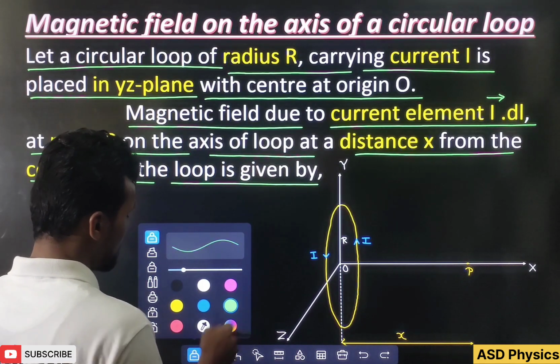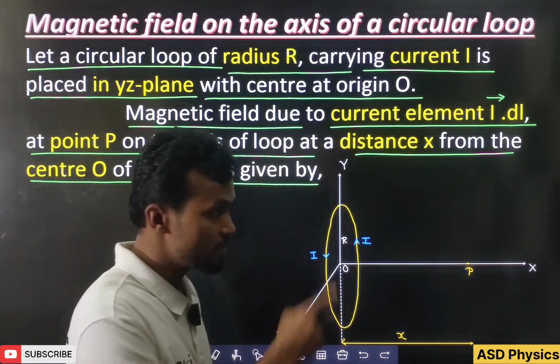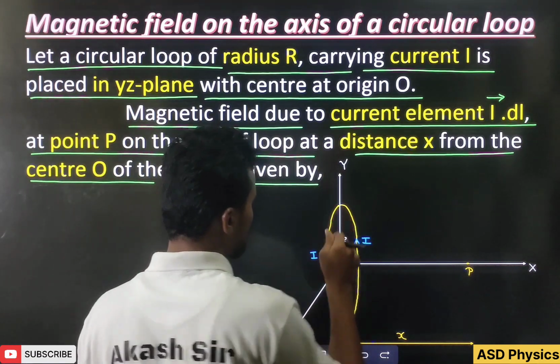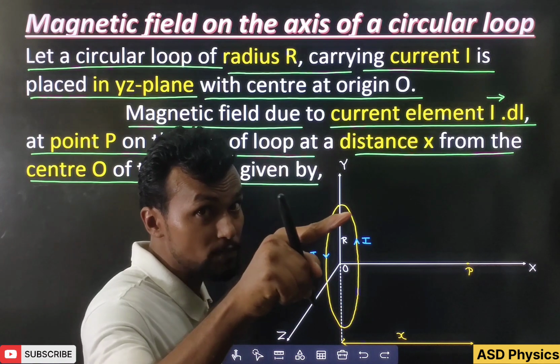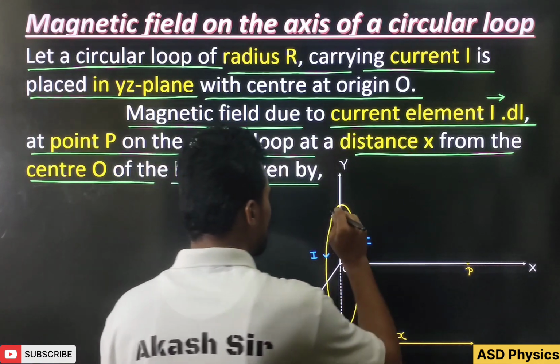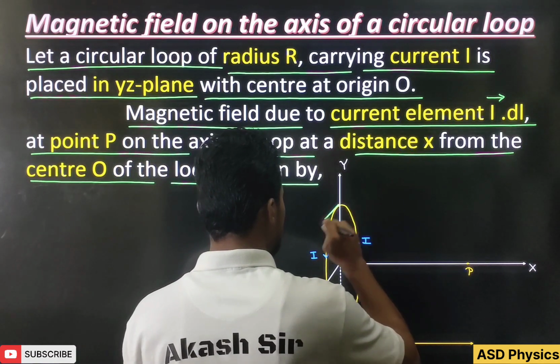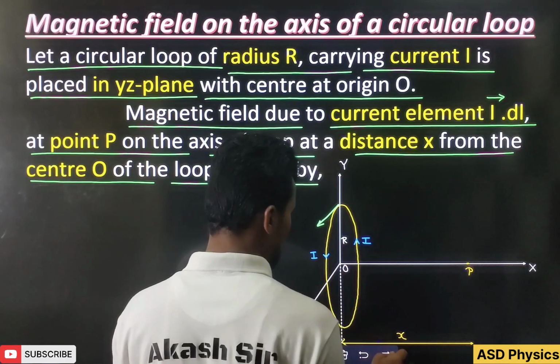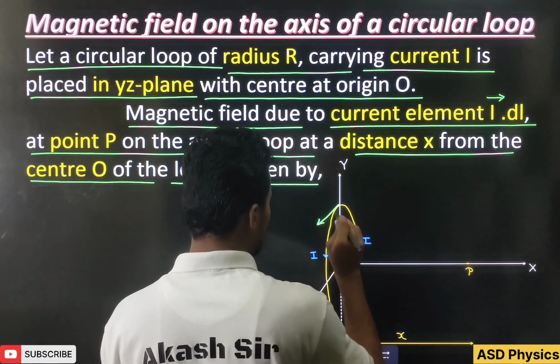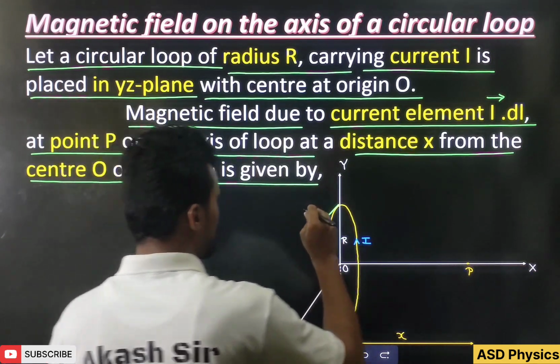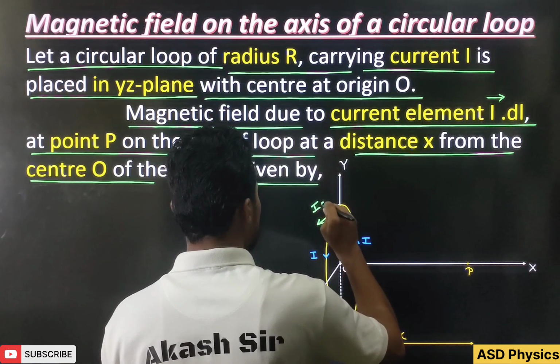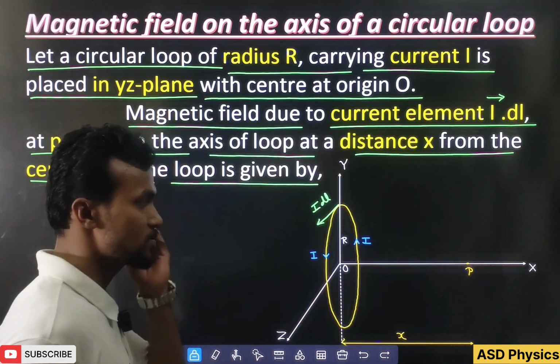So let's see students here, current is flowing like this. Let's take one current element that is coming towards you. That means it is along which direction? Z direction. So you can take very well, this is the current element. This current element should be parallel to the Z axis here. This current element is IDL.